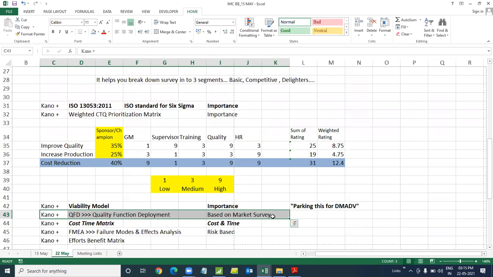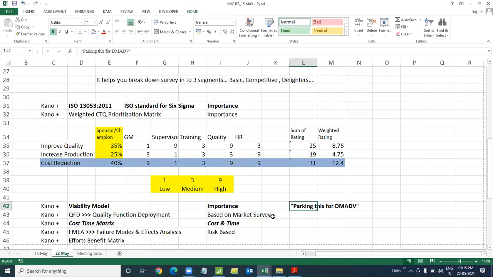And then further you design or develop the product as per customer demand. So that's in a DMADV version. So we'll study it when we're doing the QFD with the DMADV.